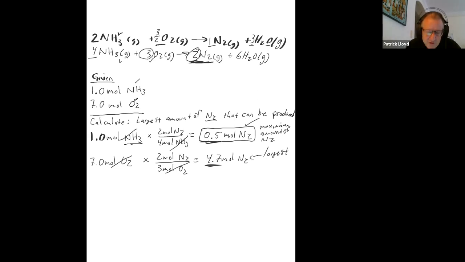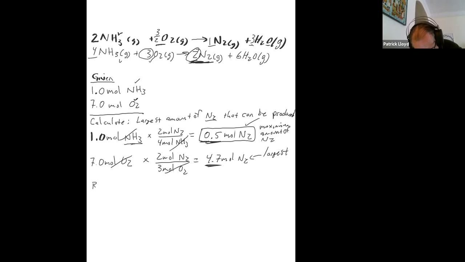Okay. So that's 2 types of problems, but both of those types of problems are in the same kind of question. That's that first question from section 3.7. So the first one was, what's the maximum amount of something that can be made? And then the second one was, how much is going to be left over of one of the reactants. So a little bit of terminology.